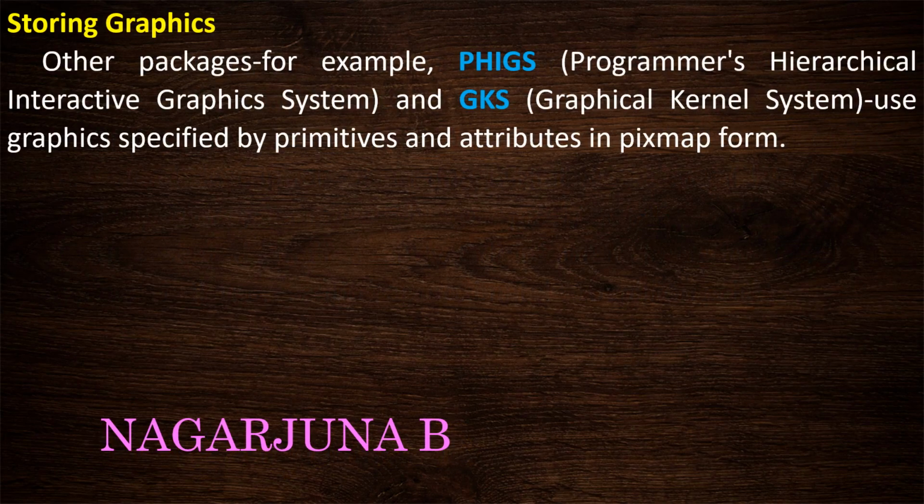Packages such as PHIGS, Programmer's Hierarchical Interactive Graphic System, and GKS, Graphical Kernel System, use graphics specified by primitives and attributes in a pixmap form. That means these kinds of image formats can be used for representing a color image.